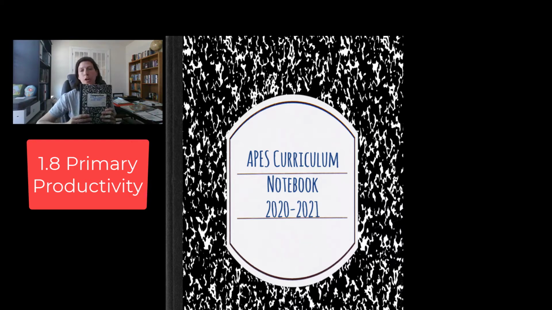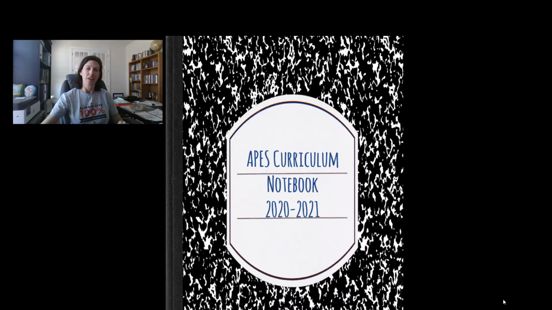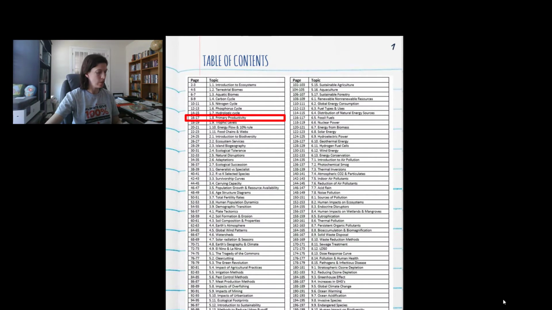It's time to work on our curriculum notebook. We are going to be doing 1.8 primary productivity. So go ahead and get your notebook and open to the table of contents, and you'll see that we're going to be working on pages 16 and 17. So go ahead and open your notebook to page 16 and 17.